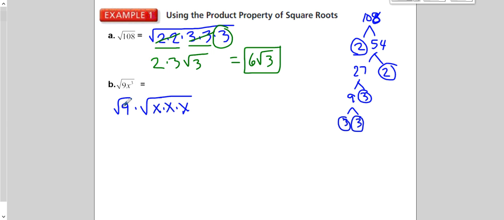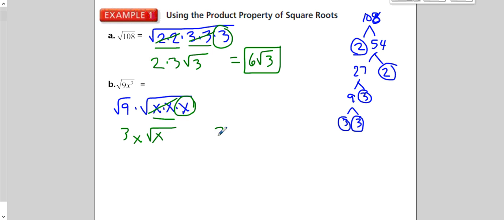The square root of 9 is 3, because 9 is a pair of 3s, so we have a pair, so 1 pops out. We have a pair of x's, so we get an x on the outside, and then singles stay in. So that x that doesn't have an identical factor has to stay in the radical.